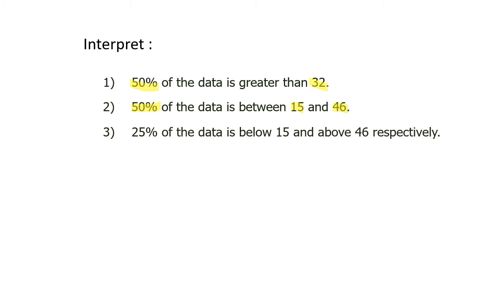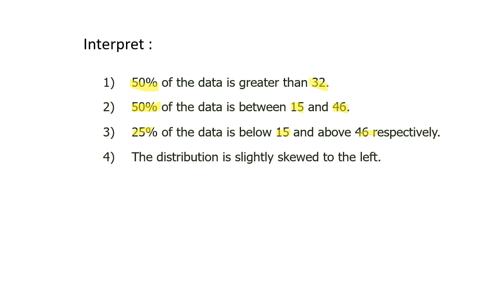Then we can also mention that outside there, 25% is below 15, and 25% is above 46. And then lastly, as I said earlier, we can also predict our distribution, whether it is skewed to the left or to the right.